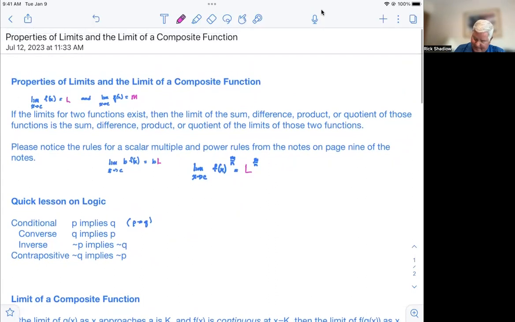Let me just write that out. If I take, for instance, the limit of f of x times g of x as x approaches c, then since each of those limits exists, that would just be the product of the limits, L and M. So then there are two other rules in this section.